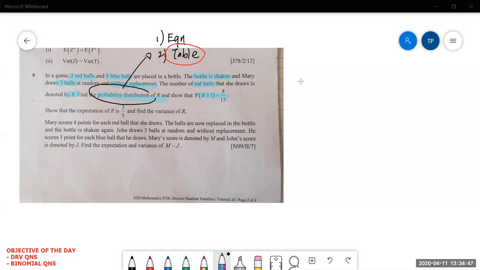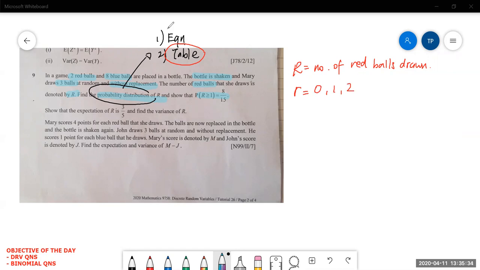So she's going to draw 3 balls. And R is the number of red balls drawn. Since she's going to draw 3 balls, what are the different values that R can take? 1 and 2. You sure? Is that all? 0. Yes, 0, 1, and 2.